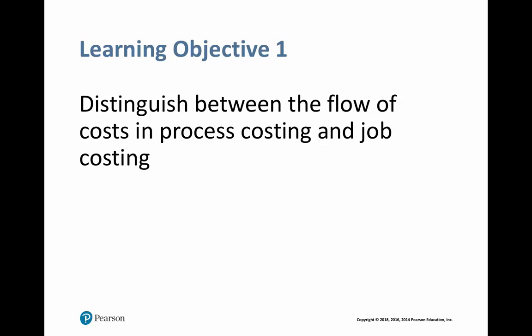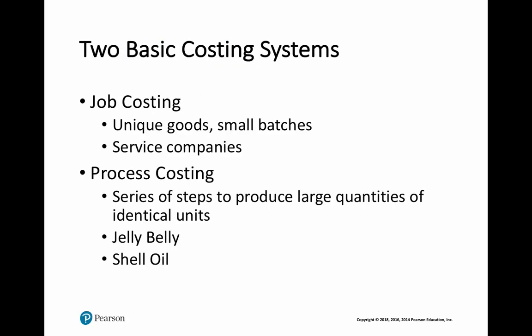So our learning objective number 1, just a refresher, is the difference between process costing and job costing. These are our 2 basic costing systems, and most companies will fall into one of these. So job costing, again, is unique goods, small batches, and also service companies. If we think about a service company, accounting firms, doctors, lawyers, we're providing a unique service to our customers. So we're going to cost out each one of our customers based off of the services they are provided.